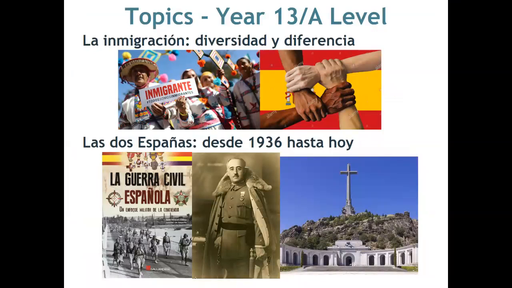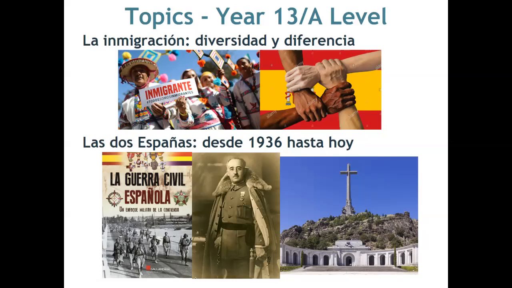topics. One is the topic of immigration, so the diversity and the differences it brings to both Spain and Latin America. We talk about the positive contributions of immigration, the pros and cons, and maybe the areas where controversy can emerge between the immigrant population and the host country. It's obviously a very, very topical theme. And what's really nice is that pupils can actually look at a lot of articles and they can read newspapers, things that are very, very current.